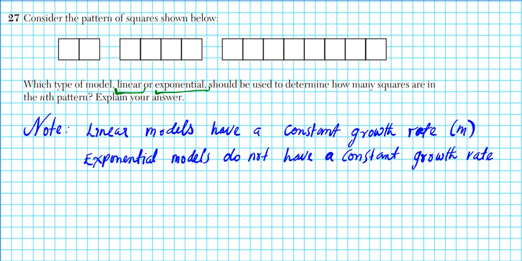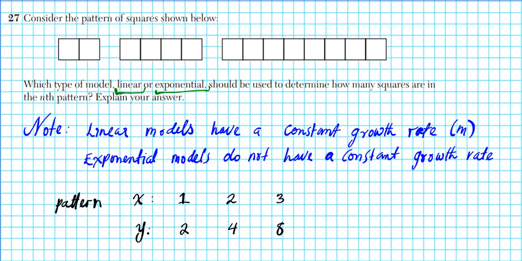Now, let's take a look at the pattern. We have the x's, which is basically the position, and then the y's, which is the number of blocks that we have. So the first one has 2 blocks, or 2 squares. The second one has 1, 2, 3, 4 squares in it. The third string of box squares has a total of 8 squares in it.